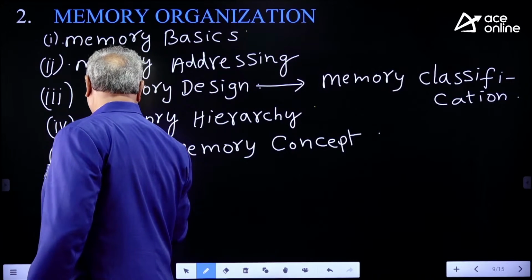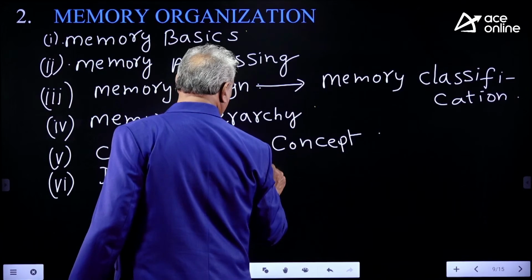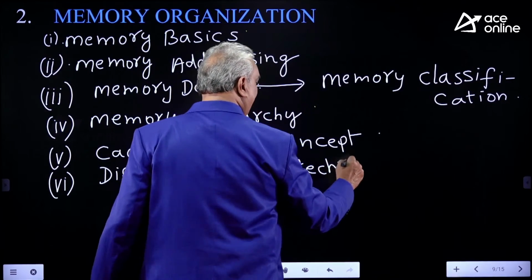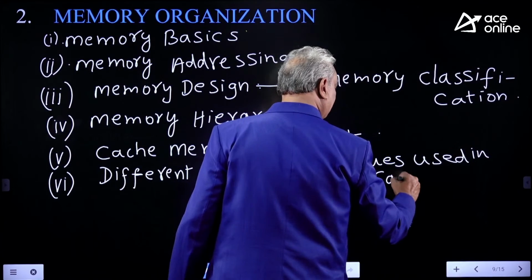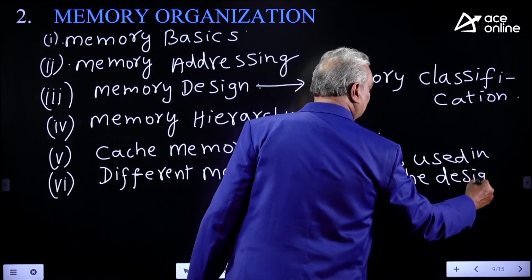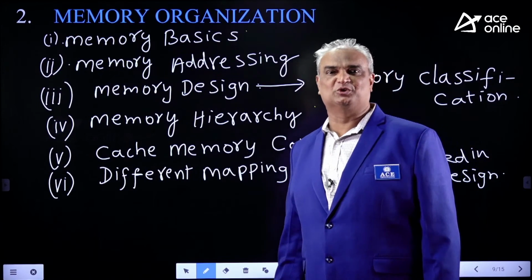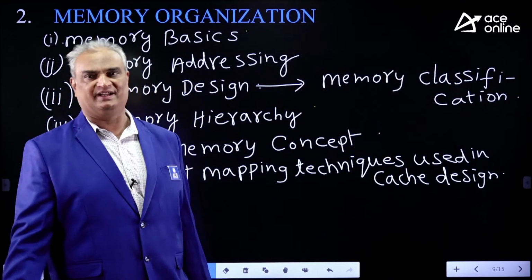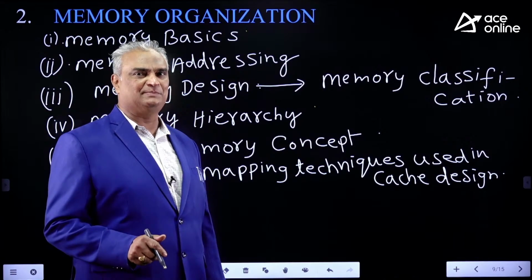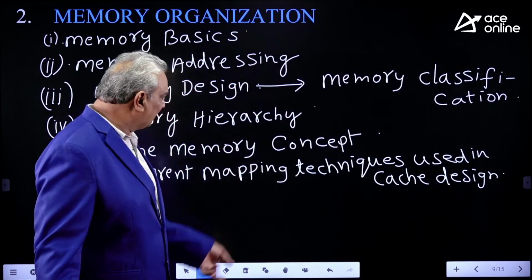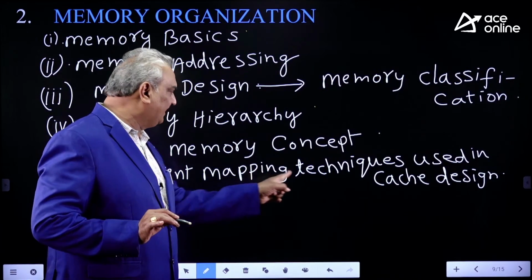Next, different mapping techniques. These are very, very important. Different mapping techniques used in cache memory design are the direct mapping technique, block set associative mapping technique, and fully associative mapping technique. What about the merits and demerits of all these mapping techniques? Definitely we expect a question from this. After completion of memory hierarchy and cache memory concept, then only prepare this one.